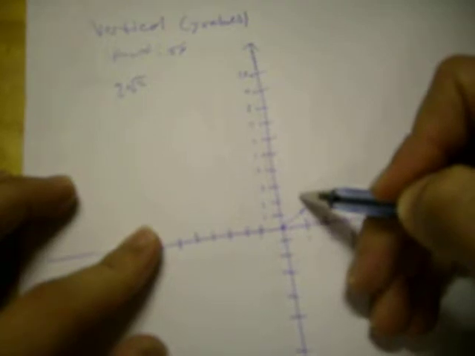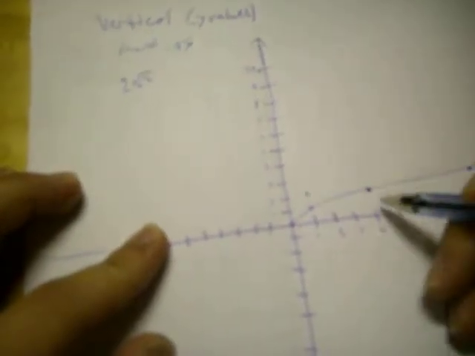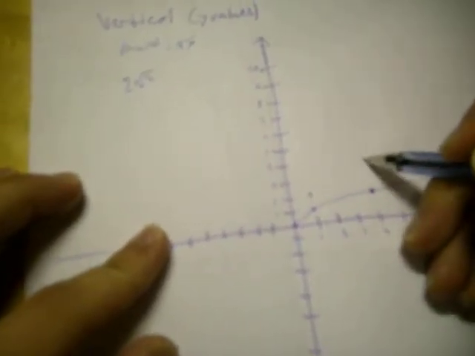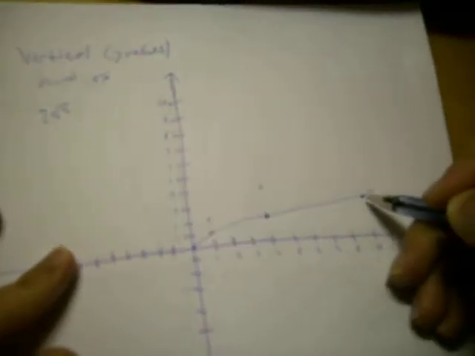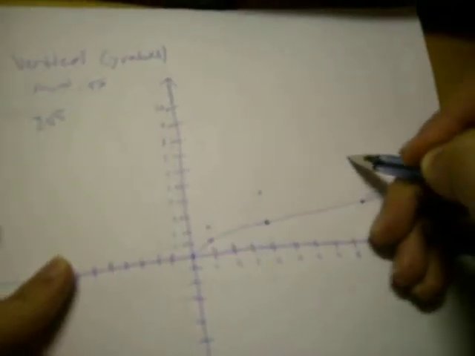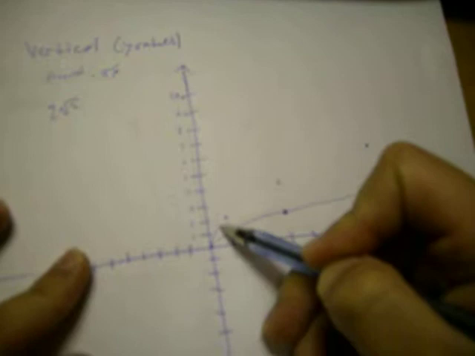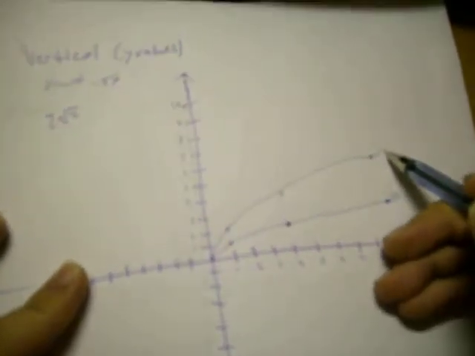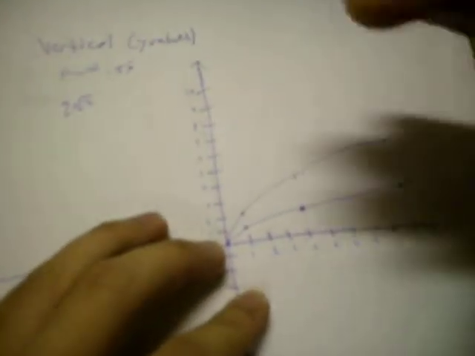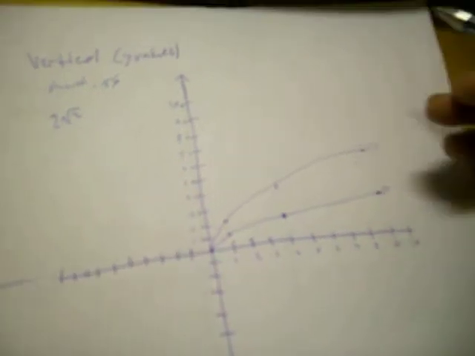So 1 times 2 is 2 up here. Then 2 times 2 is going to be 4. And then 3 times 2 is going to be 6. So all I'm doing is the opposite of what the horizontal is. And you see I stretched it upwards that way. That's a vertical stretch because it's upwards, not sideways.